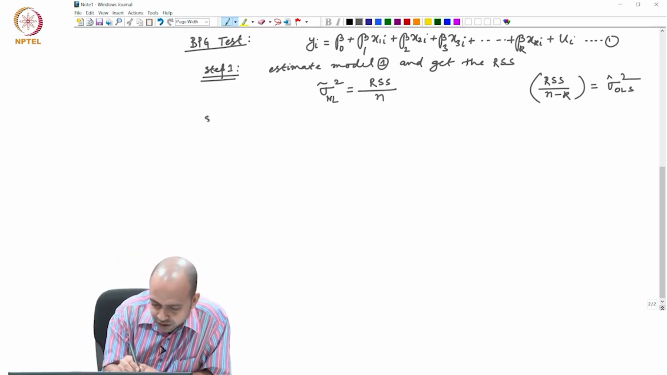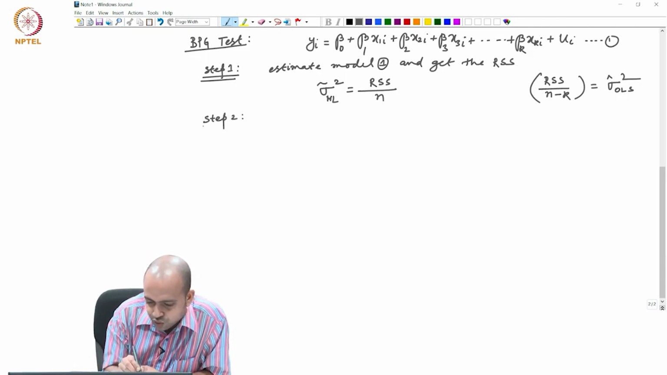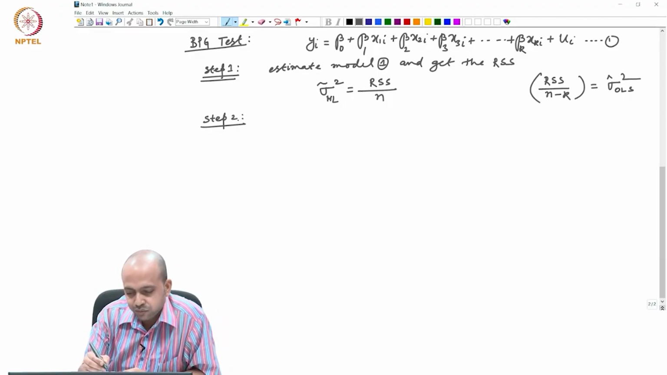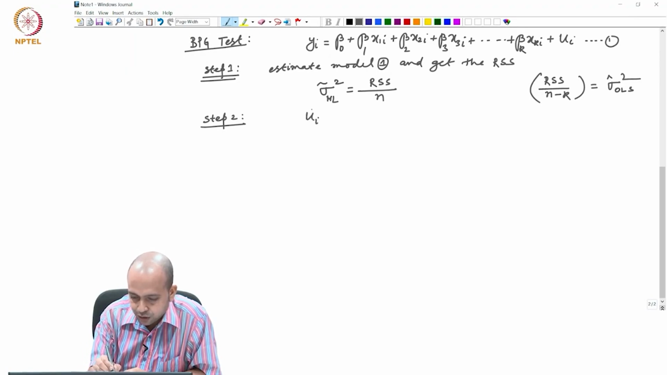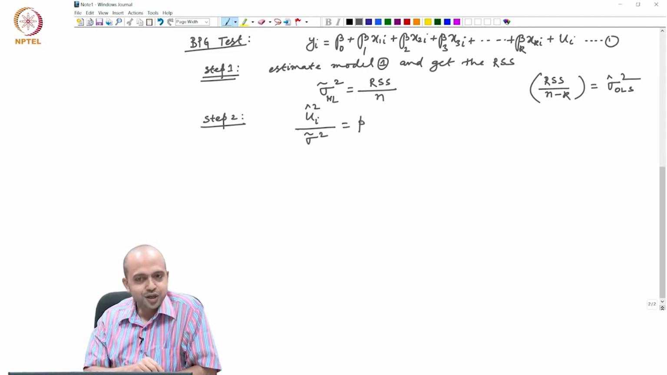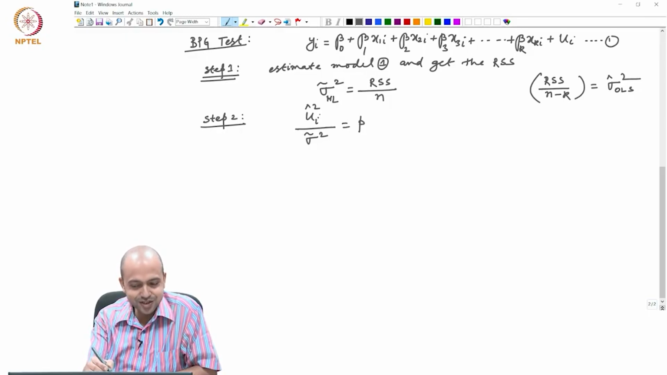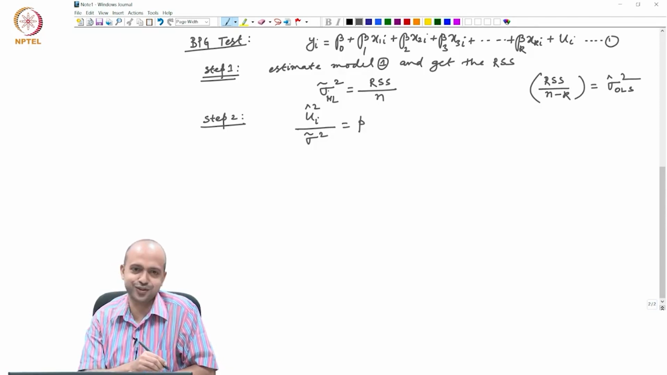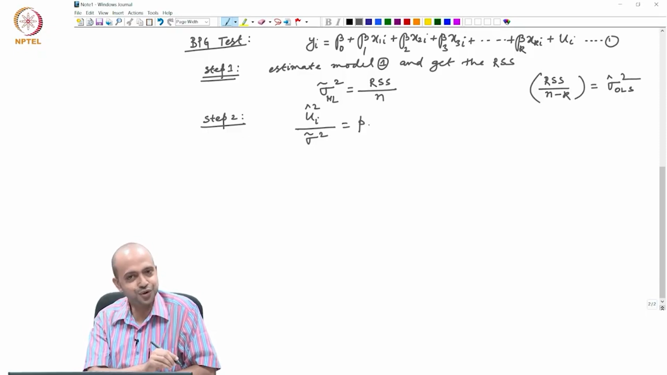Then in step 2, once you rectify your sigma square by sigma tilde square, you divide your ui hat square by sigma tilde square and define that as p. Since your error variance is disturbed in presence of heteroscedasticity, I am just adjusting the ui hat square by this new estimate of sigma square, which is sigma tilde square, and defining that as p. That is your step 2.